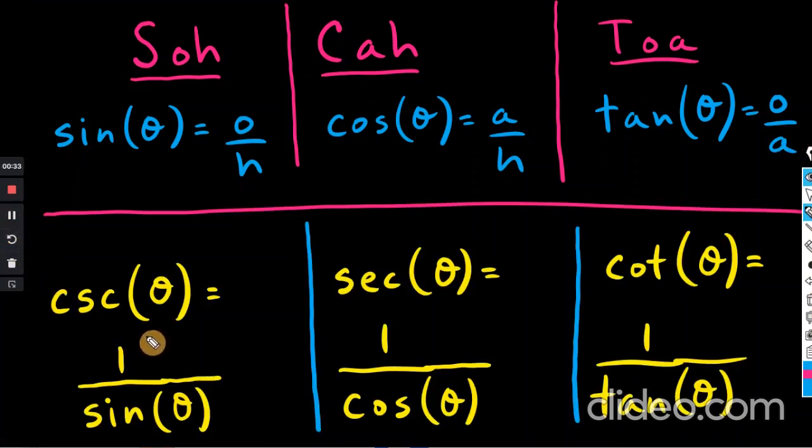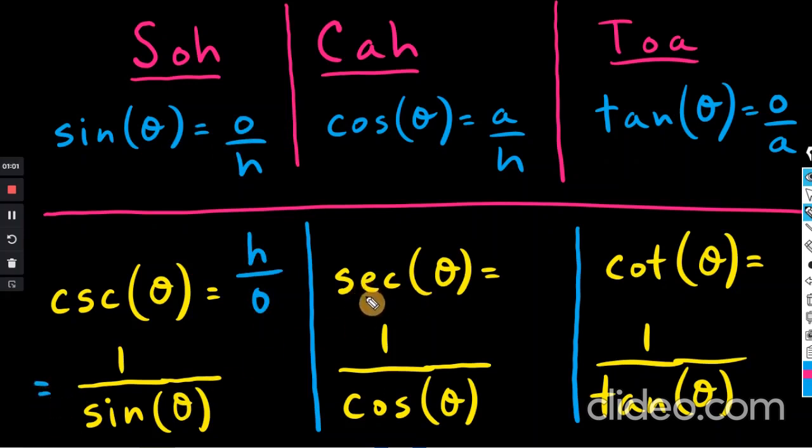There are 3 additional trig functions, but they are just the reciprocals of the original 3 trig functions. CSC stands for cosecant, and the cosecant is just 1 over the sine of theta. So it's basically the reciprocal of this function. Instead of opposite over hypotenuse, you can say it is hypotenuse over opposite.